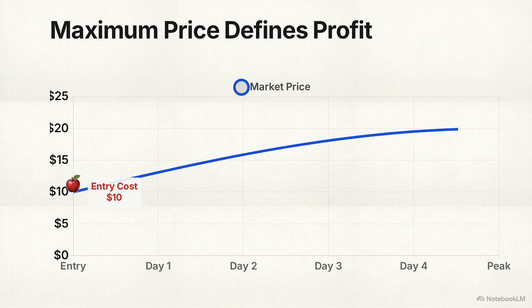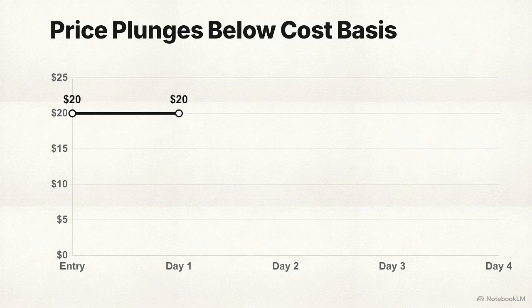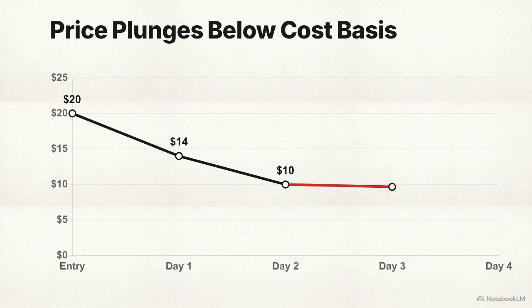At this exact moment, the math is simple. If Alex sells now, the profit is $10. This $20 peak is the maximum price, the highest point the market reached while Alex owned the apple. Alex decides to wait, showing that an asset's market price and a trader's personal profit aren't always on the same scoreboard. The market shifts, and the price of the apple falls rapidly from that peak down to $8.